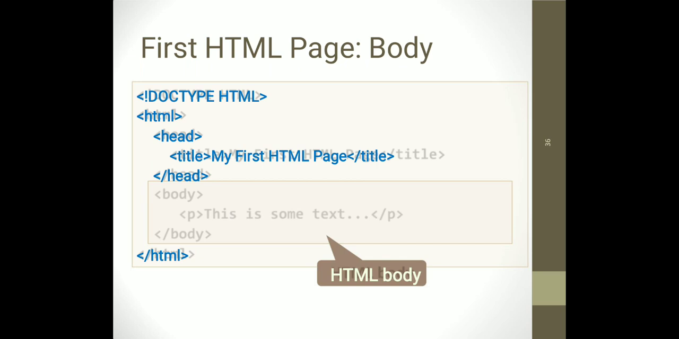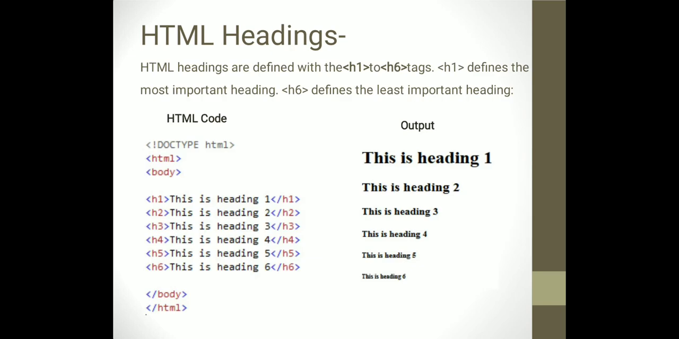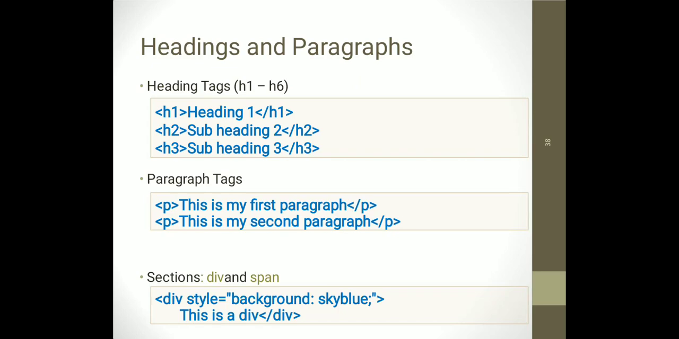Then this is the body section. So how to define headings like H1 to H6? H1 is the highest size of heading, and H6 is the lowest or smallest size of heading. And how to use headings and paragraphs, that we have seen. Okay, so simply for headings we will use any tag from H1 to H6. Paragraph tags are used with P, okay, the P tag, and sections like div and span are defined with div for a division, and span.